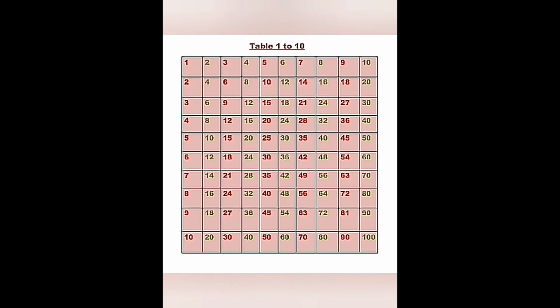Now the table of 10, which is also very easy. What you have to do is first write the table of 1, then you have to write 0 at every step up to 10.